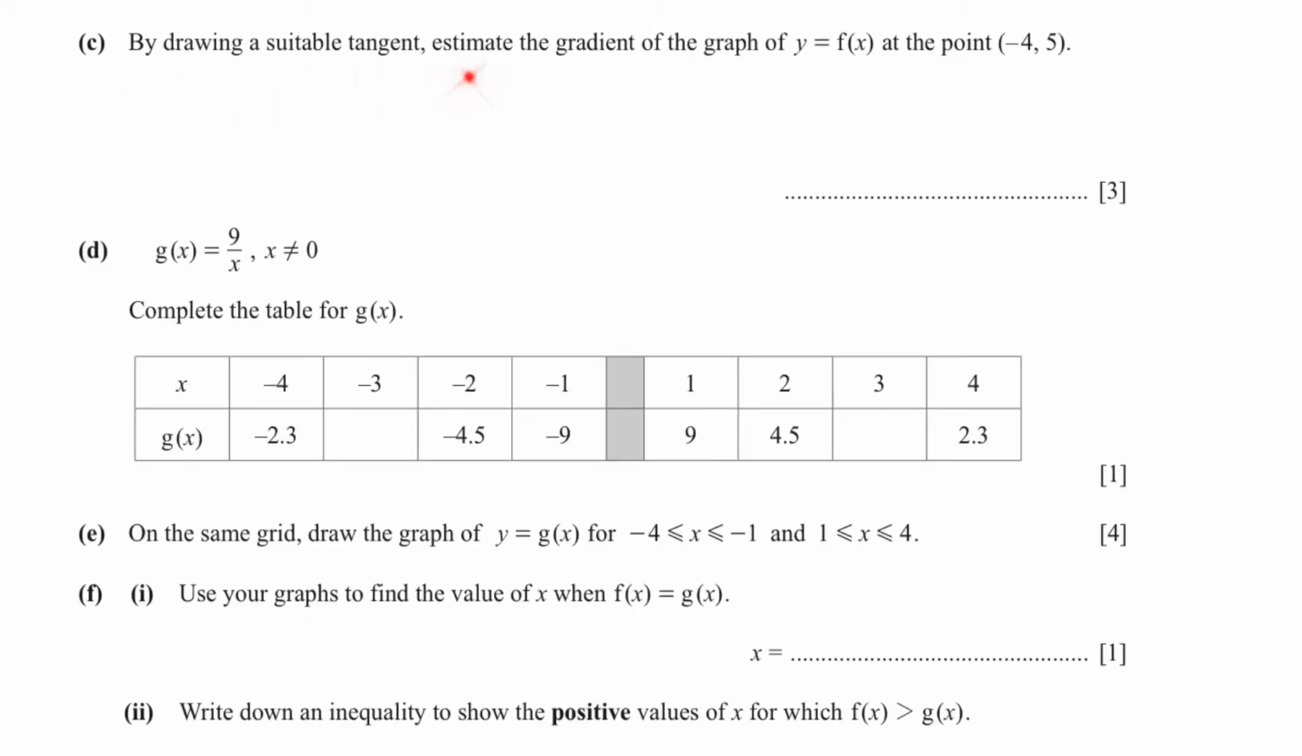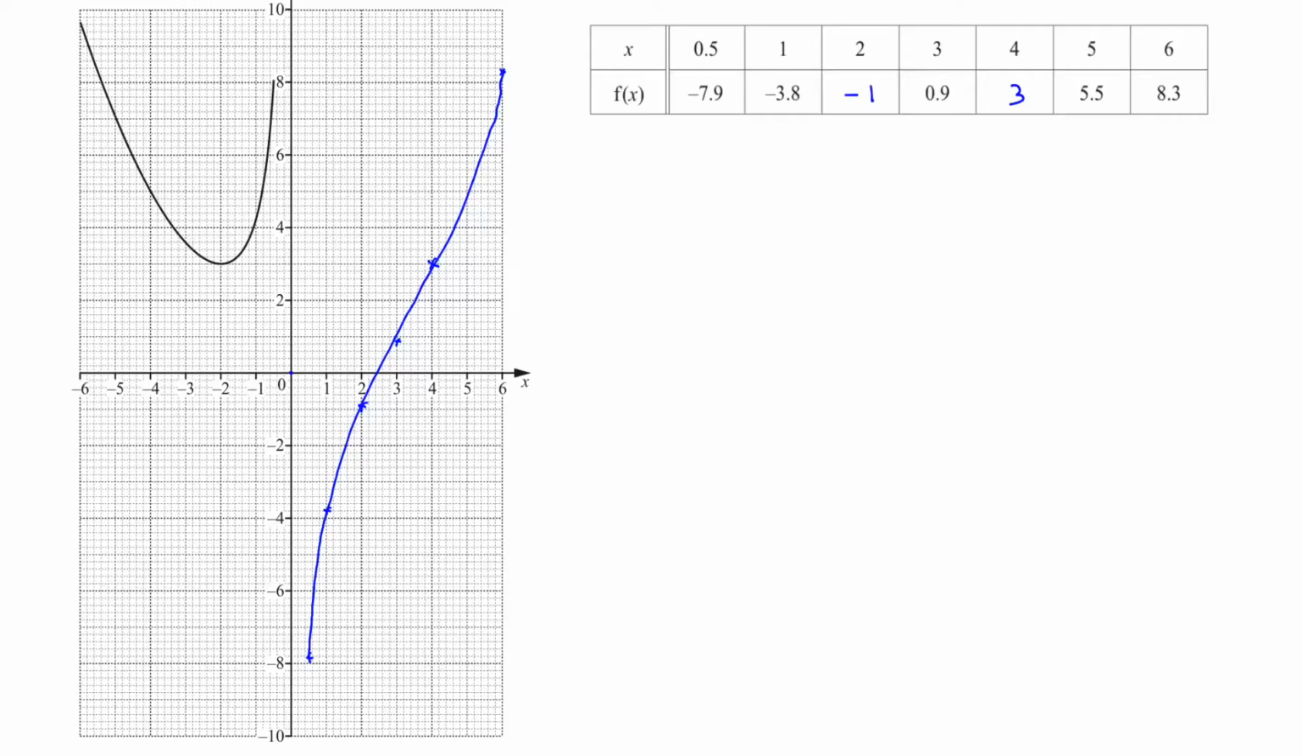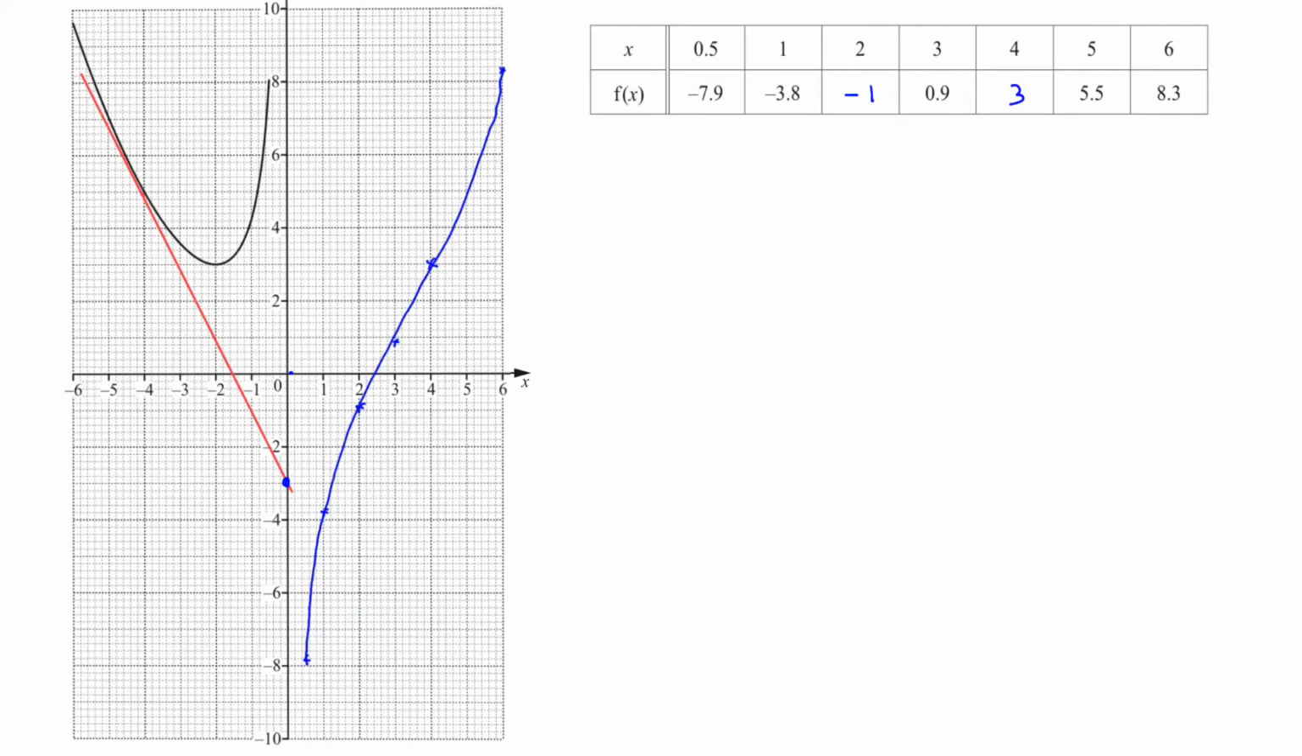By drawing a suitable tangent, estimate the gradient of the graph y is equal to f of x at the point -4, 5. So this is -4 and this is 5. We have to draw a tangent. When you draw a tangent, you should know that it touches the curve at one point. So this is the tangent.